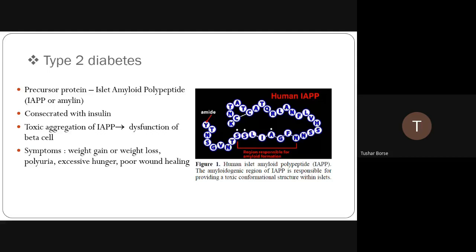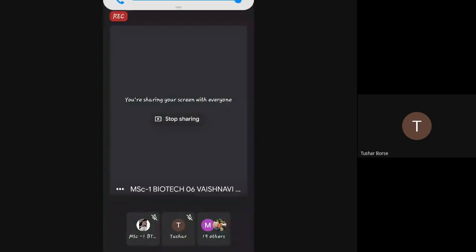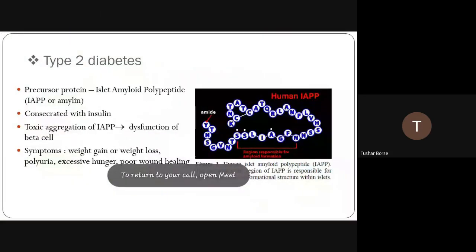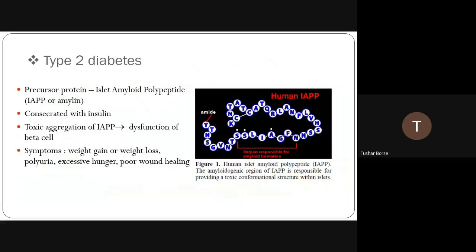type 2 diabetes. The precursor protein is islet amyloid polypeptide IAPP. Am I audible? Audible? Yes. Yes, yes. Okay. Thank you.